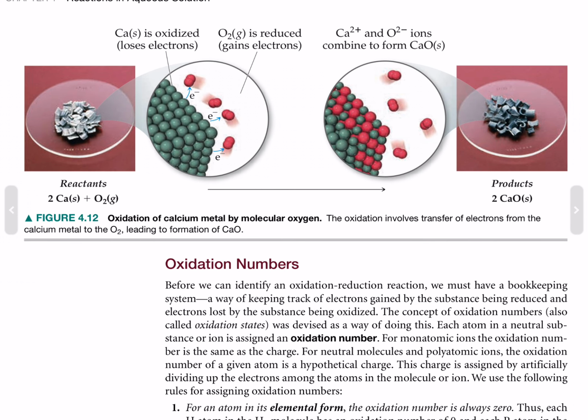Figure 4.12. Oxidation of calcium metal by molecular oxygen. The oxidation involves transfer of electrons from the calcium metal to the oxygen, leading to the formation of calcium oxide. So calcium metal is bright silver, calcium oxide is a dull gray-black.